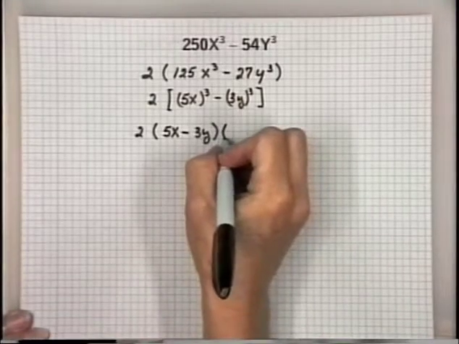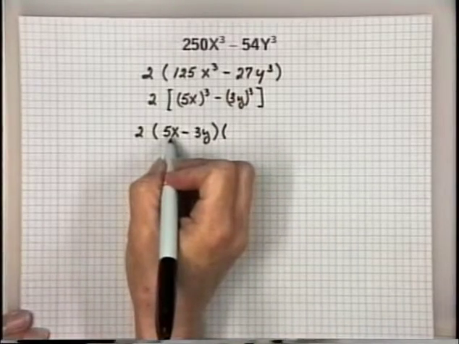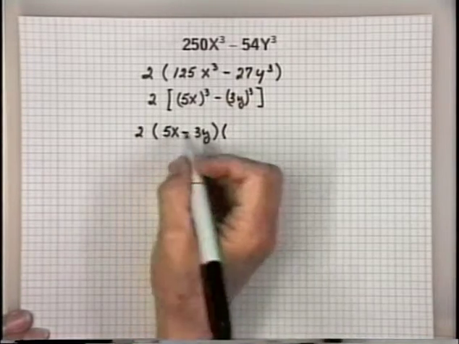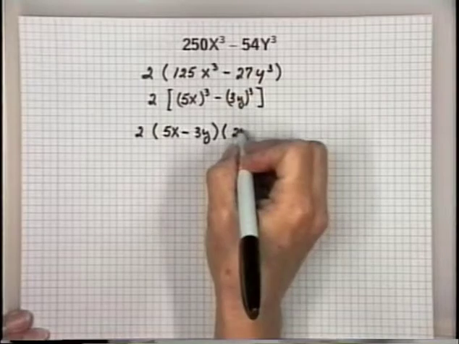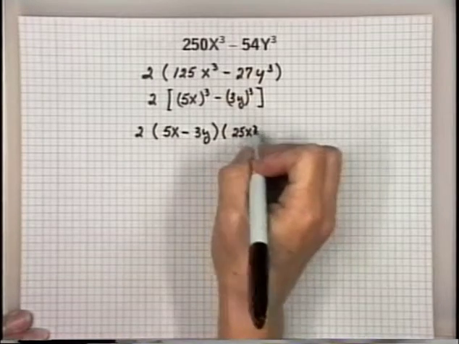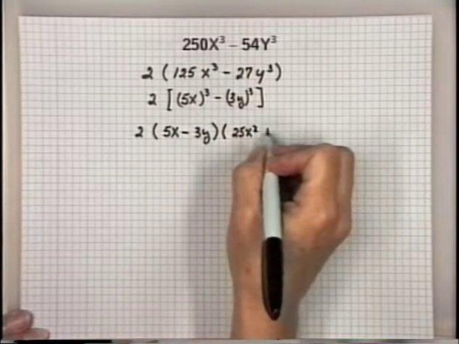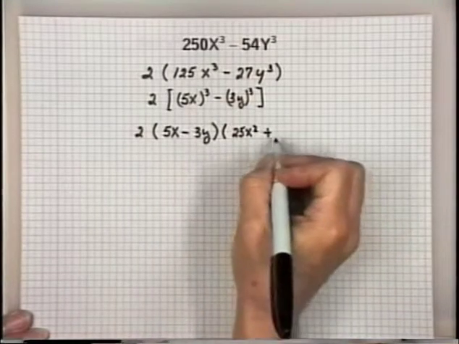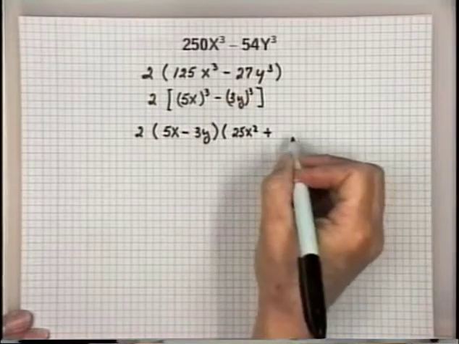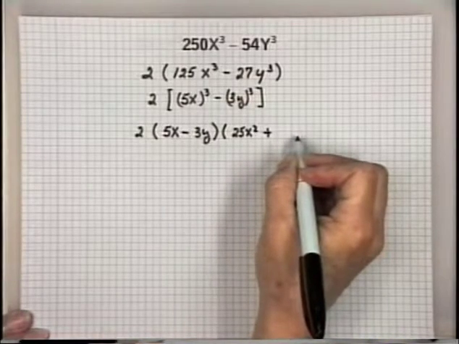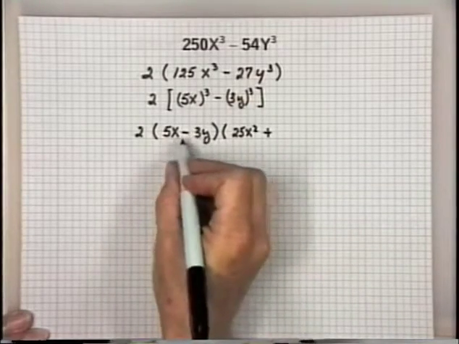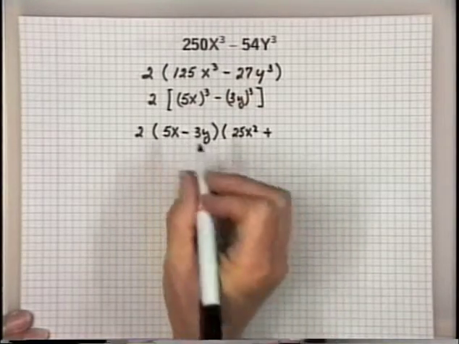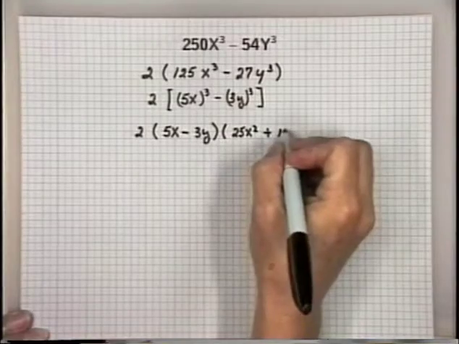For the second factor, I look at the term that I wrote here and I square this term. So squaring 5x, I get 25x squared. The sign that goes here is always the opposite of the sign that is in this first factor, so I know this will be a plus sign. This middle term in the second factor is the product of these two terms here, ignoring the sign. So 3y times 5x gives me 15xy.